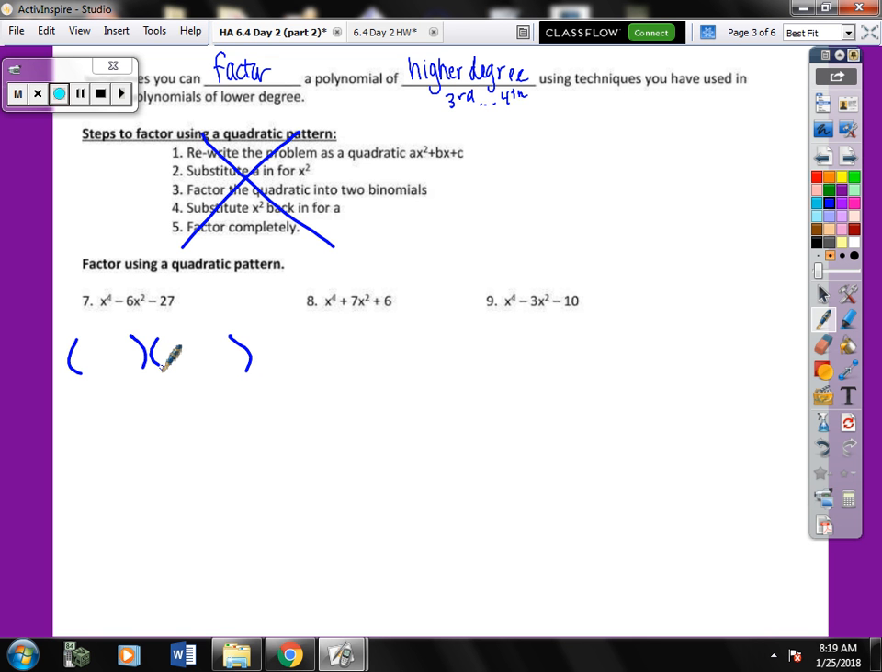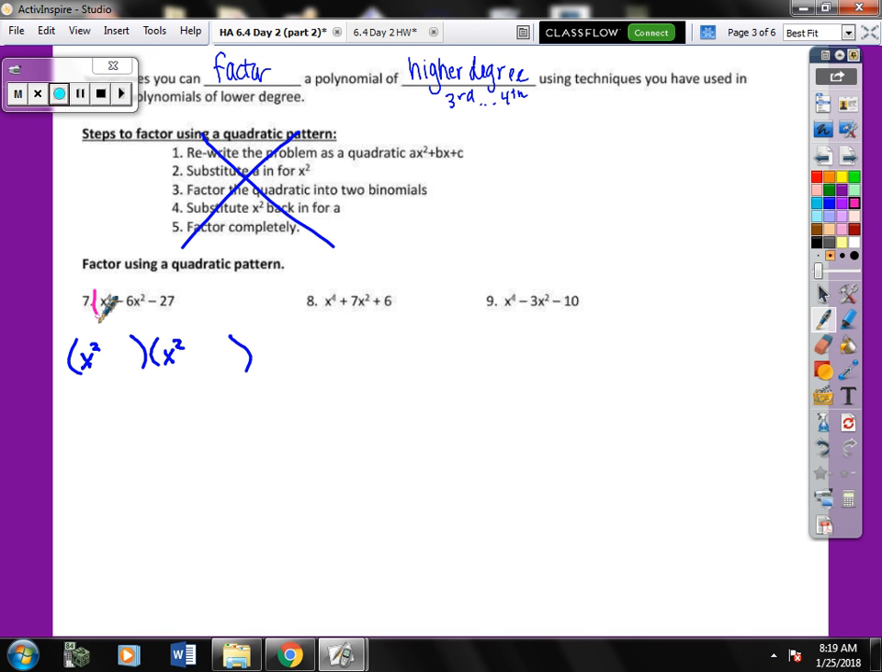Instead of putting an x and an x, we need it to multiply to be x to the 4th. So we're going to put x squared and x squared. Technically you could have x cubed and x to the 1st, but they're going to be x squareds typically when you use these quadratic patterns. And then, since this is a 1, that makes it easy, because we just have 1 and 1. So now we just have to say what multiplies to negative 27 and adds to negative 6.